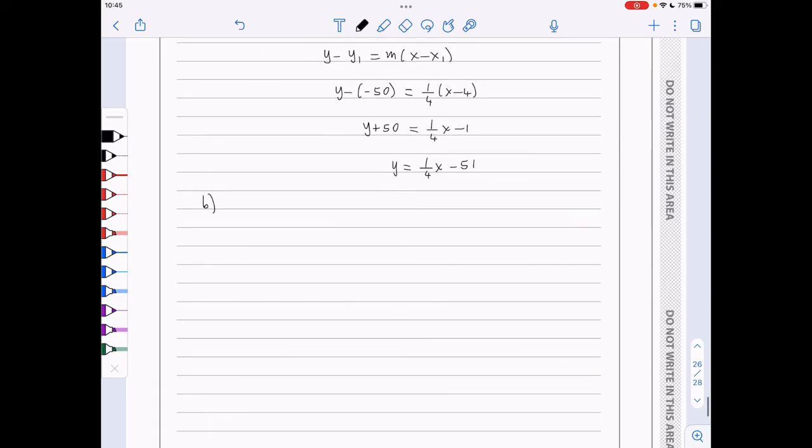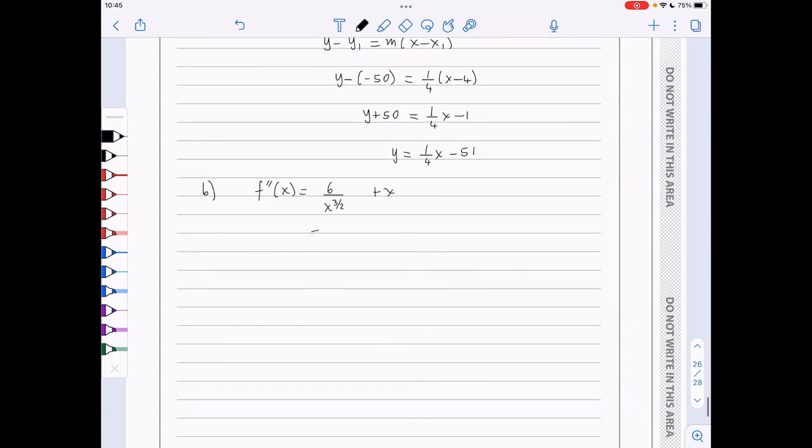Well, I will start with f double dash of x, which is 6 over x to the 3 over 2 plus x. I will write this as 6x to the minus 3 over 2 plus x. I will integrate once to go to f dash of x. So it's going to be 6x to the minus a half over minus a half plus x squared over 2 plus c, which is minus 12x to the minus a half plus x squared over 2 plus c.